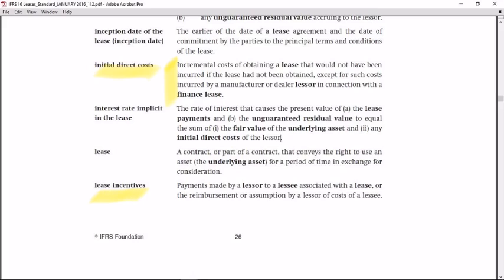Another key term to look at is lease incentives. Lease incentives received by the lessee are deducted from the cost of the right of use asset. The definition of that is payments made by a lessor to a lessee associated with a lease, or the reimbursement or assumption by a lessor of costs of a lessee. So lease incentives are amounts paid by the lessor to the lessee.